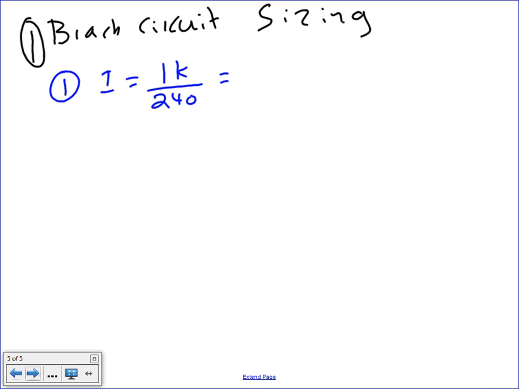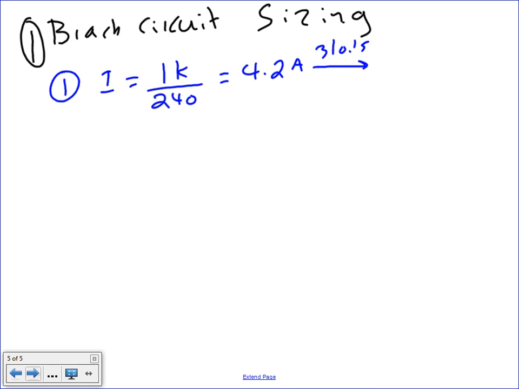So we're going to have 1000 divided by 240 equal 4.2. This will be 4.2 amps. From here, I'm going to go size directly, guys. I'm going to size the overcurrent protection device.